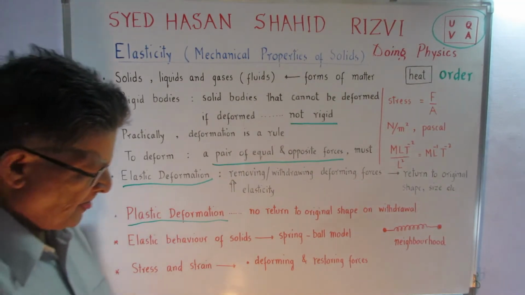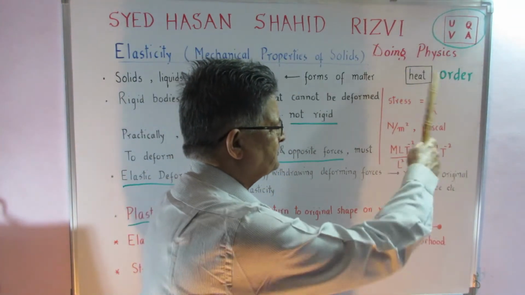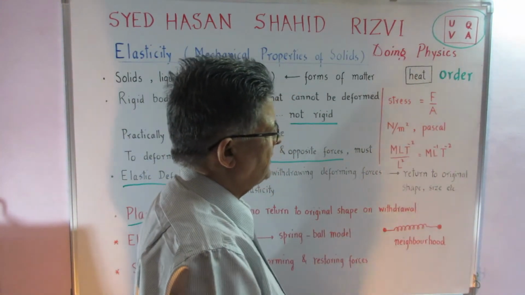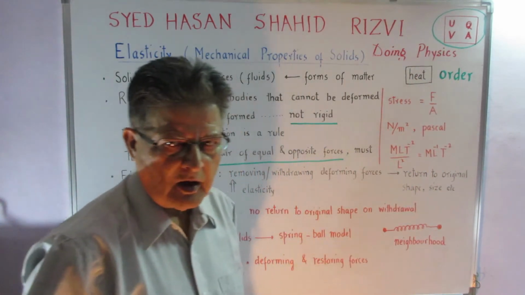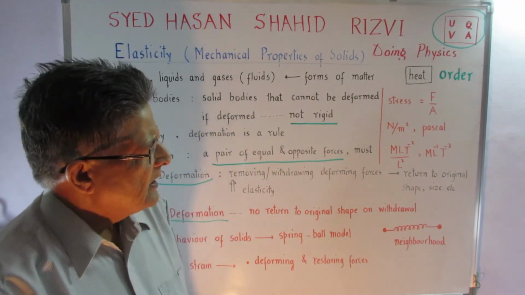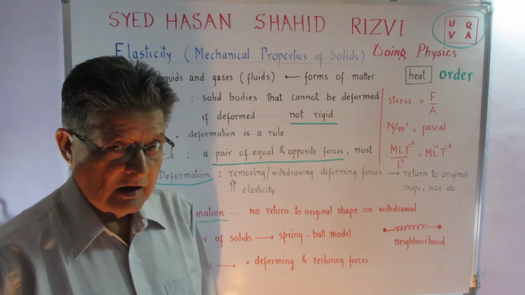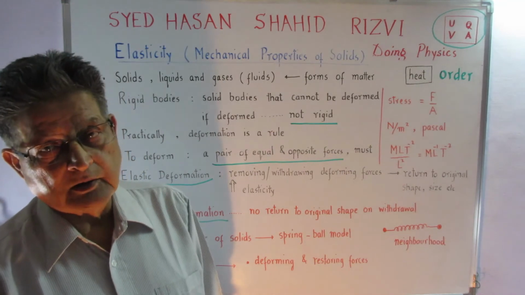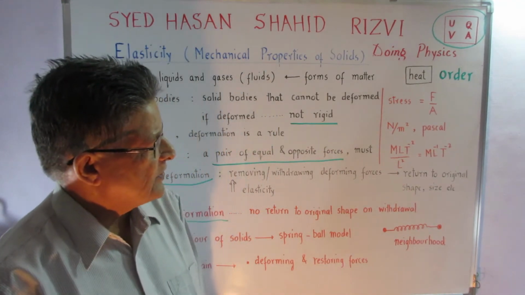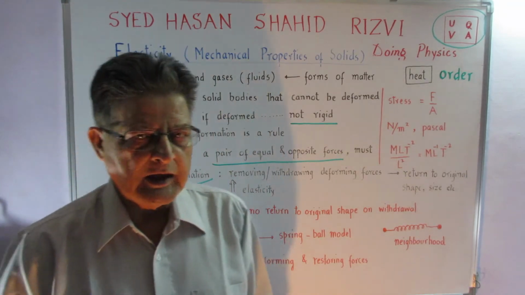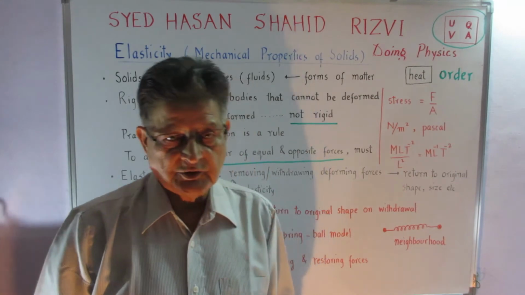For example, whatever kind of stress is there, we define it as one of the forces applied out of the pair of forces divided by the area which responds to that pair of forces. So stress is equal to the force divided by area, and force divided by area is also known as the pressure.